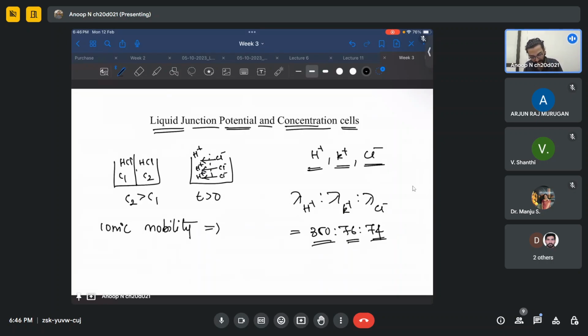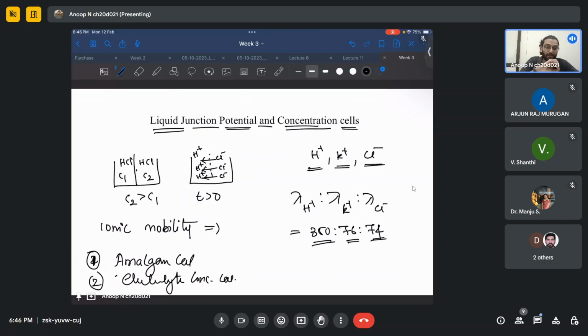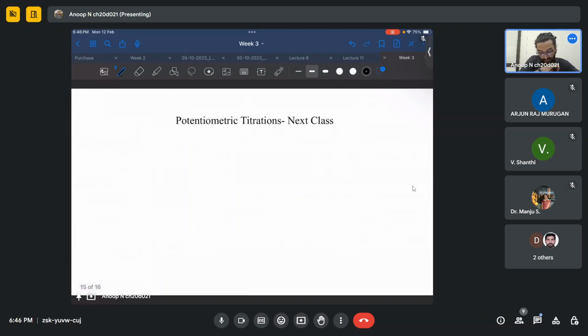So in this case, we have seen two types: one is the amalgam cell, and the second one is the electrolyte concentration cell. In both these cases, there won't be any potential due to the Faraday reaction, but the EMF developed will be because of the liquid junction potential.